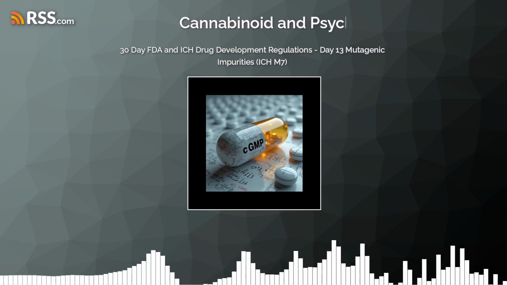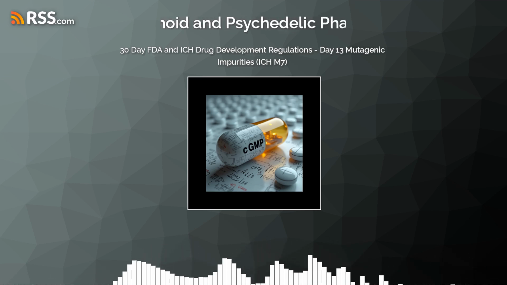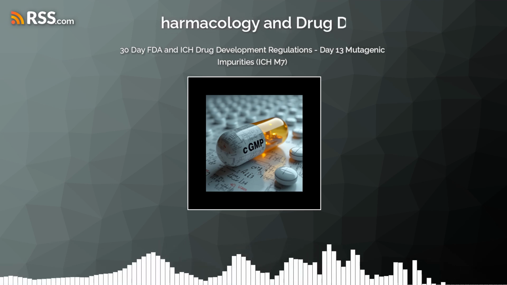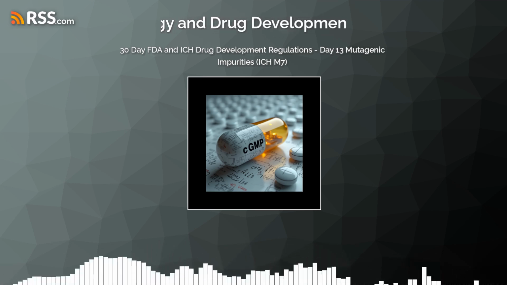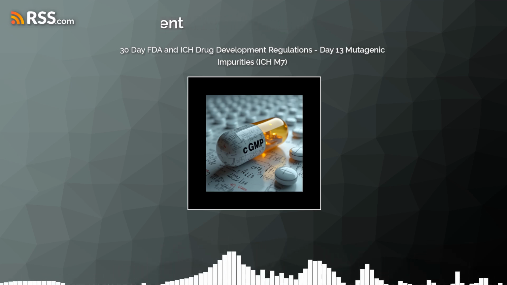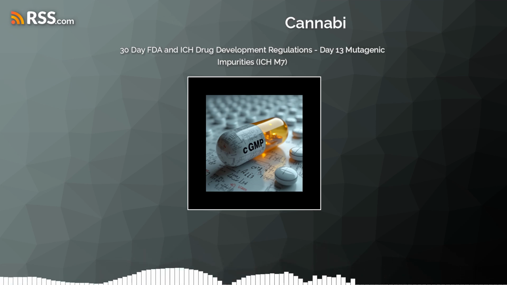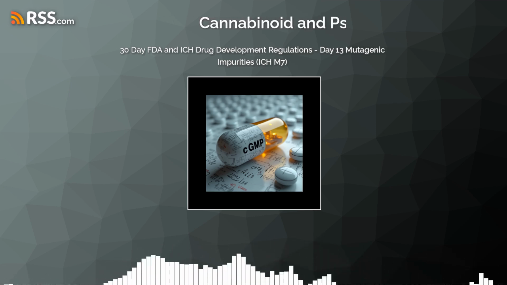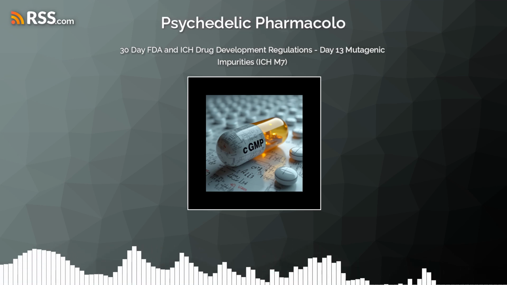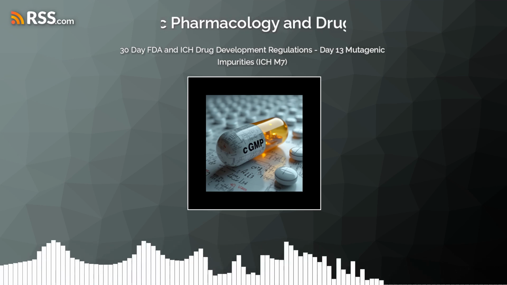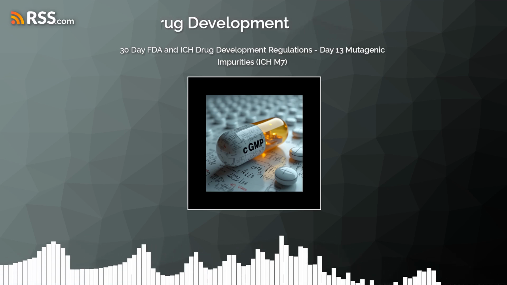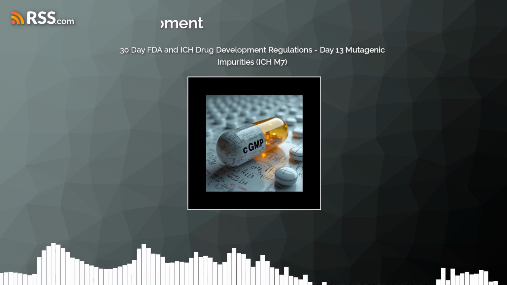Exactly. And if they do identify a potential risk, they need to develop strategies to mitigate it. This might involve modifying the synthesis route, adding additional purification steps, or even selecting a completely different starting material. They have a whole toolkit of strategies to address these challenges. It's like they're playing a game of molecular chess, really, strategically planning each move to outmaneuver those potential mutagenic impurities.